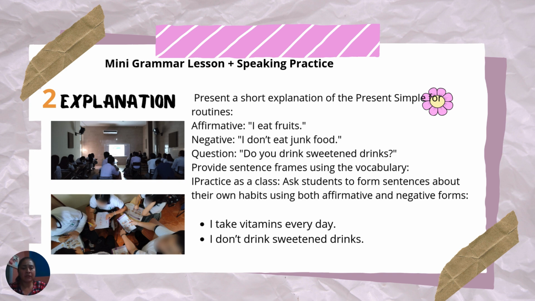Also, students are going to practice in the class. Students are going to make sentences about their own habits, using the affirmative and negative forms. And also, they could make questions as we prefer. So, for example, over here also we have two examples. We have to show these examples or write these examples on the board in order that the students can write or copy the examples or have an example to complete the activity.